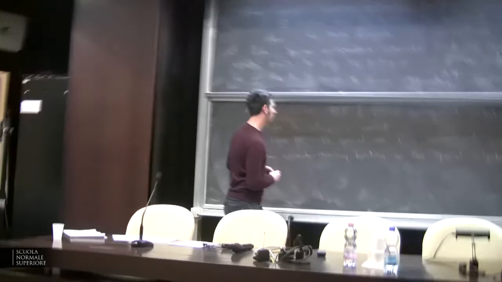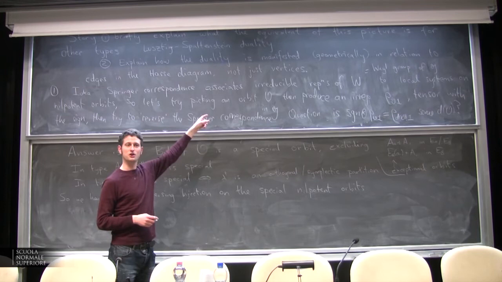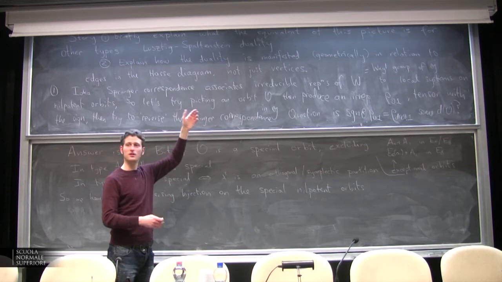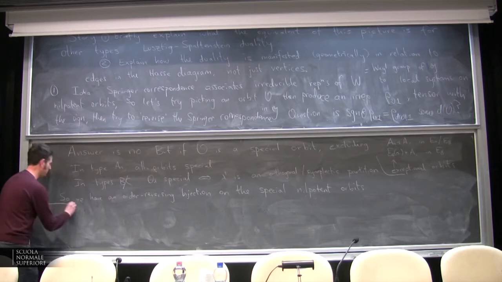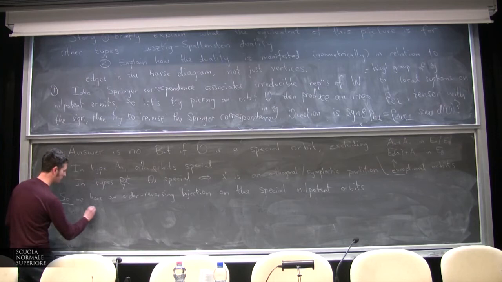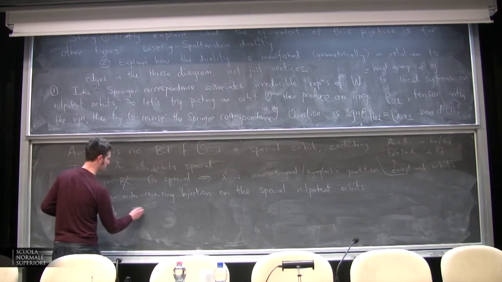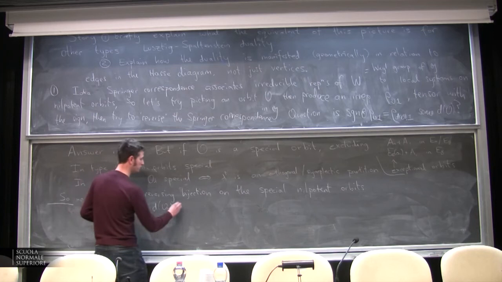this is Lusztig-Spaltenstein duality. The description I've given here, Daniel pointed out, is not historically accurate. So somehow special nilpotent orbits were developed at the same time as the dualities that Spaltenstein was looking at. So let me just write down that if O1 is more than O2, and this is a pair of nilpotent orbits in some Lie algebra, and the corresponding duals, d of O2 is greater than d of O1.